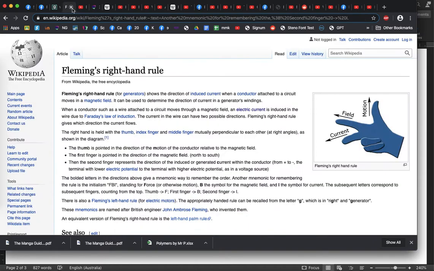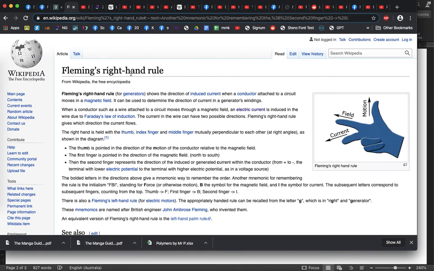So let's have a look at that. Well, there's another way of doing it. This way is the FBI rule and Fleming's right-hand rule. With this version of the rule, you make your hand look a bit like a gun, and counting from your thumb, so if you play piano, you'd go in the order of thumb, index, middle.